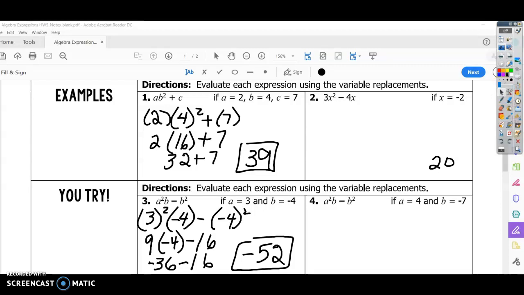Number 4 is very similar to number 3. So again, I'm going to give you the answer here. If you want to go through it, if you have any questions, you can contact me and I'll be happy to go through it with you. Number 4, if you work it out, you should get negative 161. And I wrote that kind of sloppy, so let's see if I can do a little bit better.